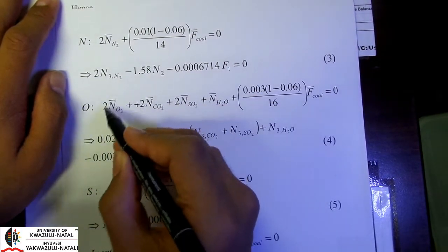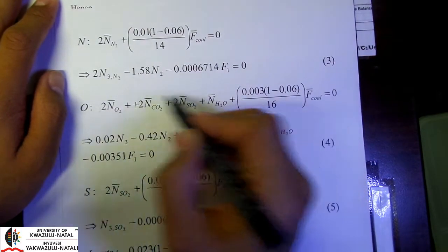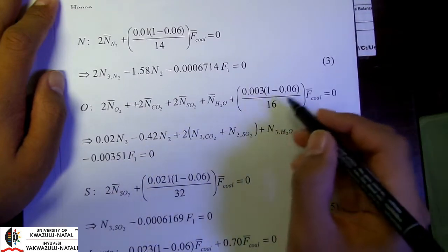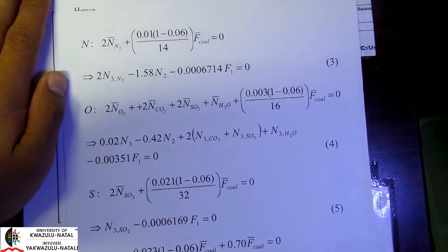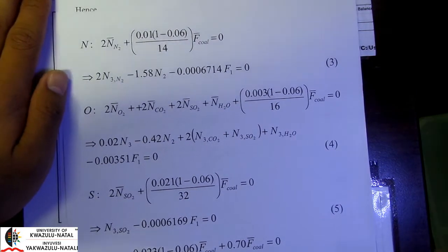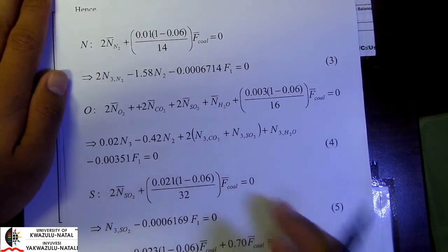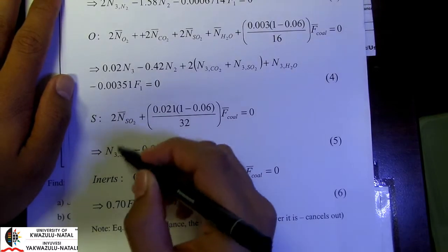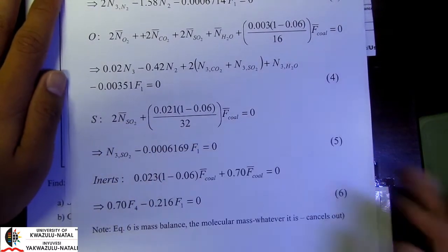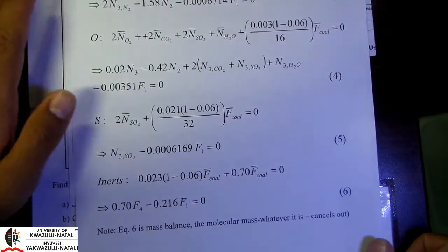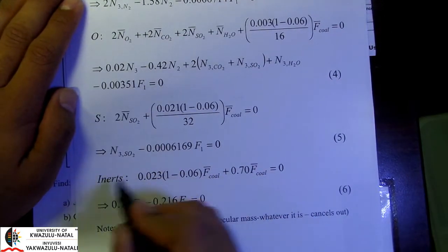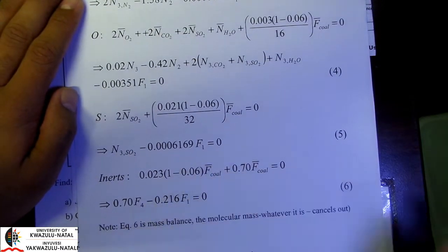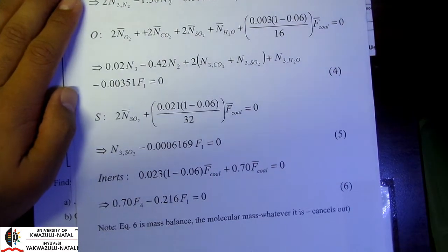Again, for oxygen we have output, all in our flue gas, and that's minus our inputs. The same with sulfur. We have output of sulfur in the form of SO2 minus the input, sulfur in the coal. And finally, in terms of our ash balance, we can group it up as inerts and write out a balance.